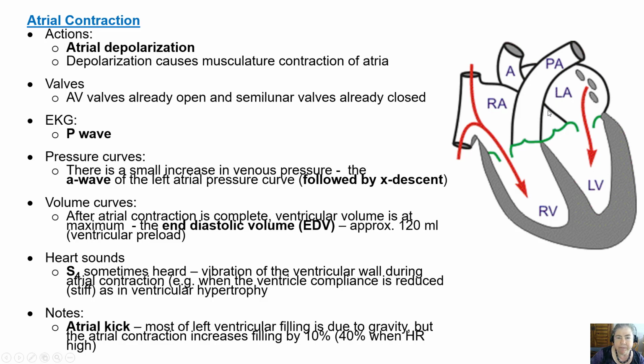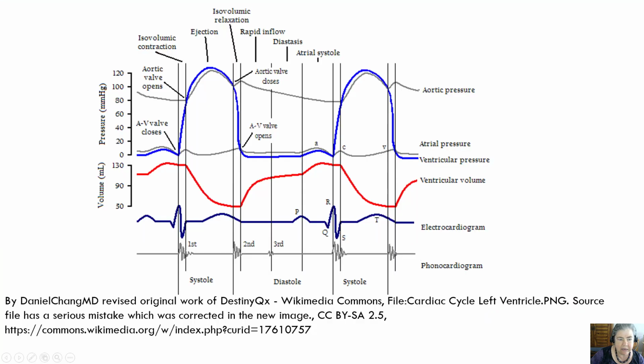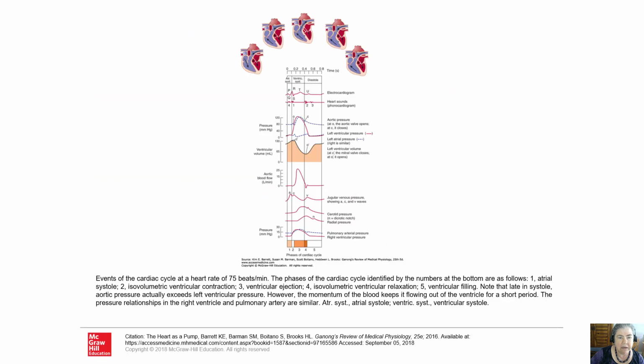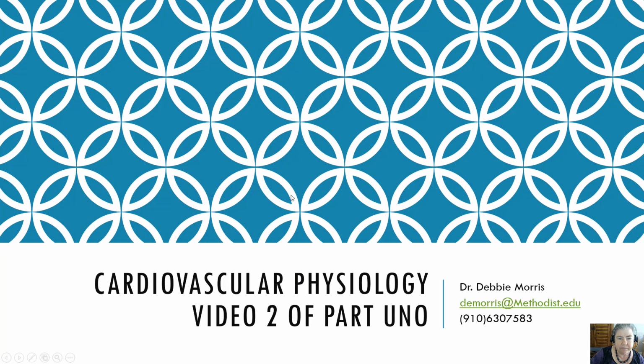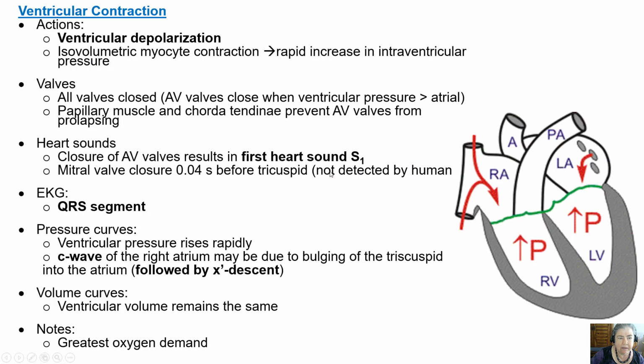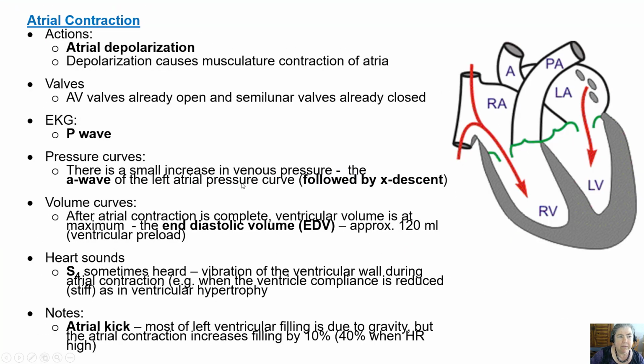And we could look at that on the Wiggers diagram. In fact, let's go back and see if it's on. It's not on this one. It is on this one. So we have the A wave, this slight bump during atrial contraction. Ventricular volume increases after atrial contraction. So at the end of atrial contraction, the ventricles have reached something called end diastolic volume.